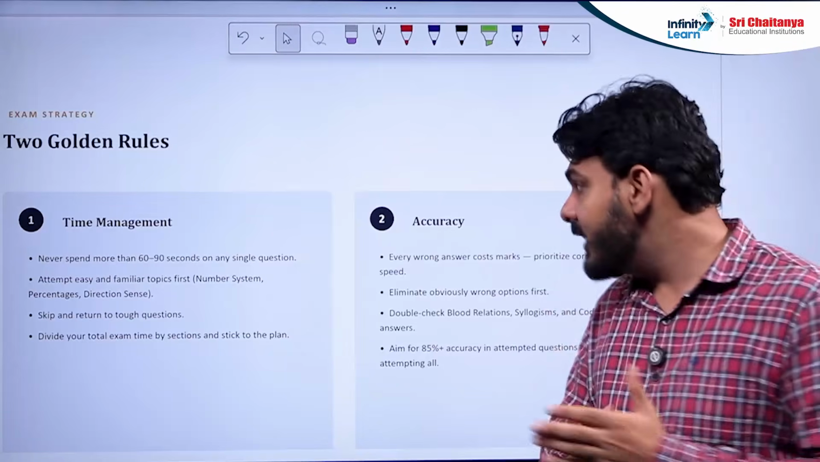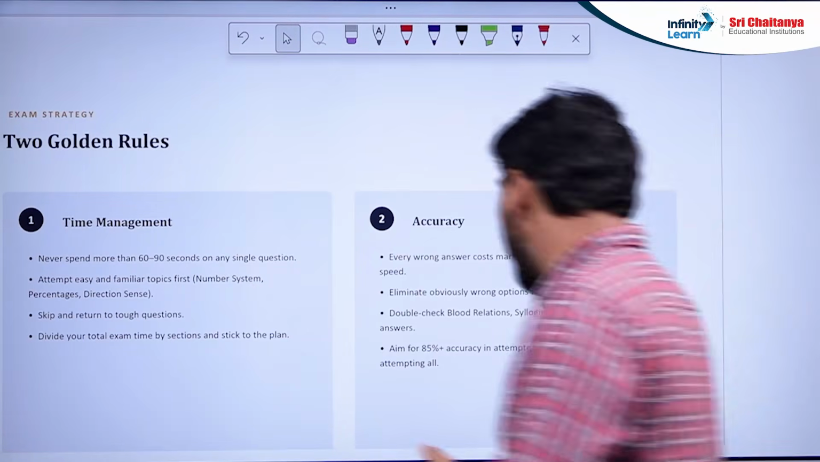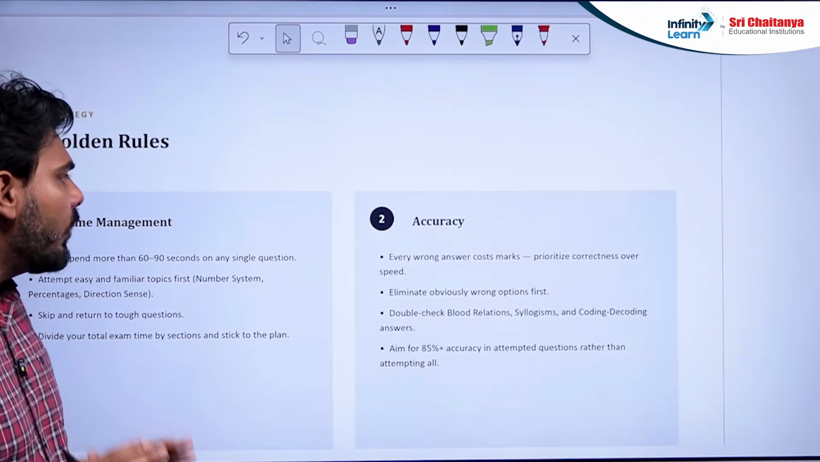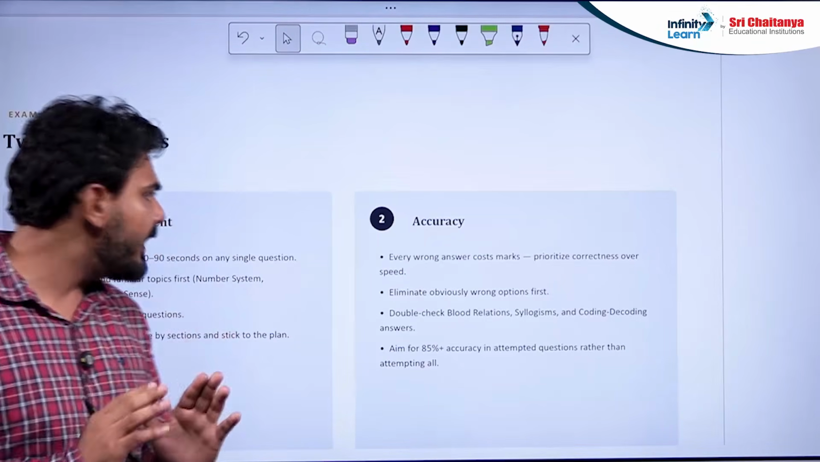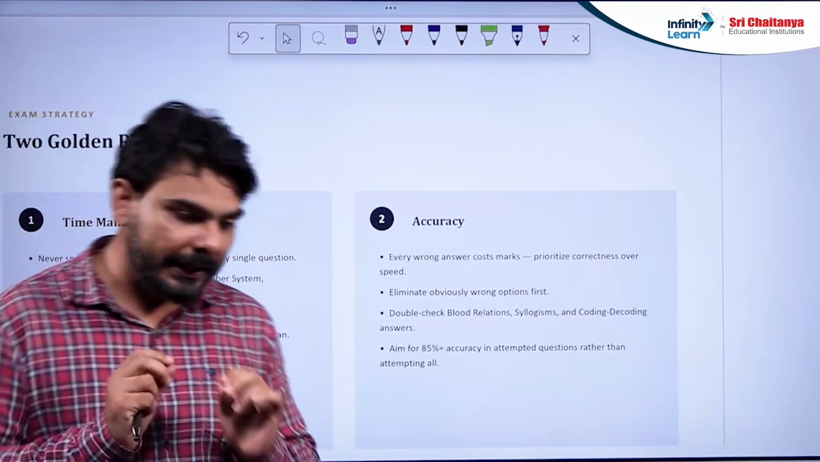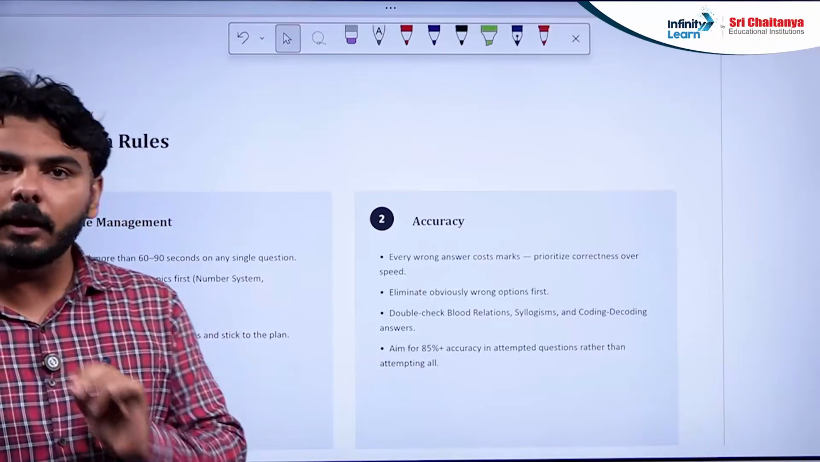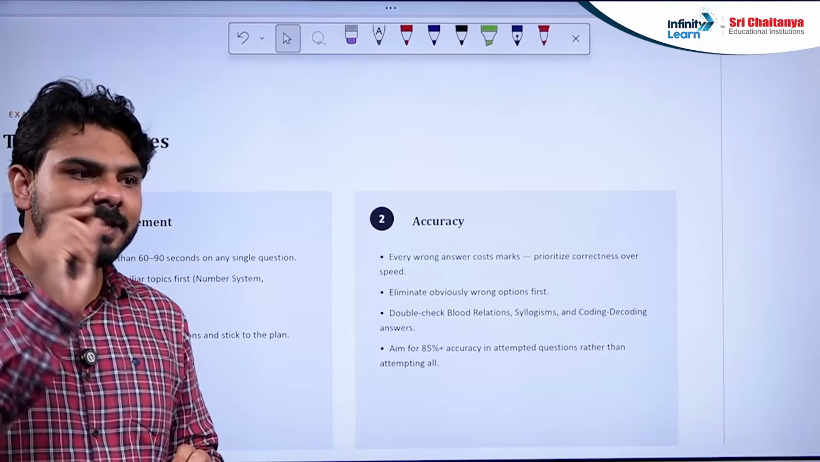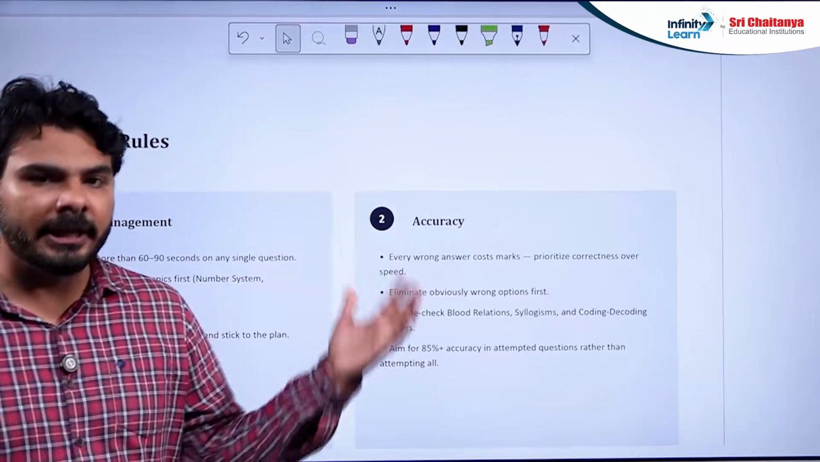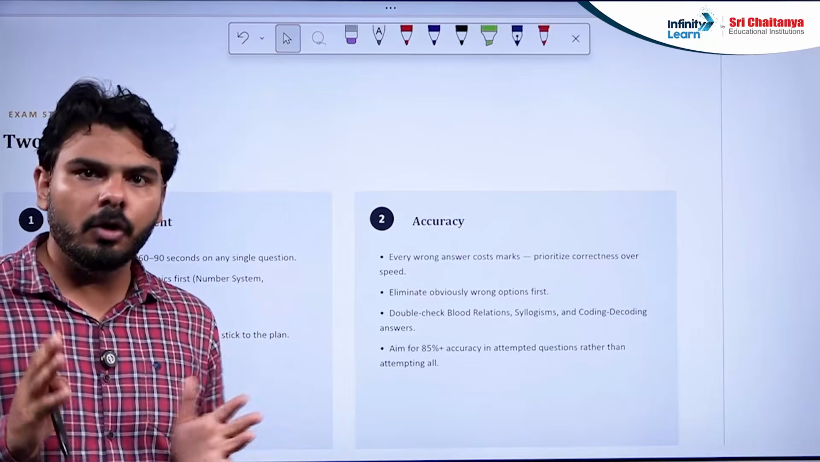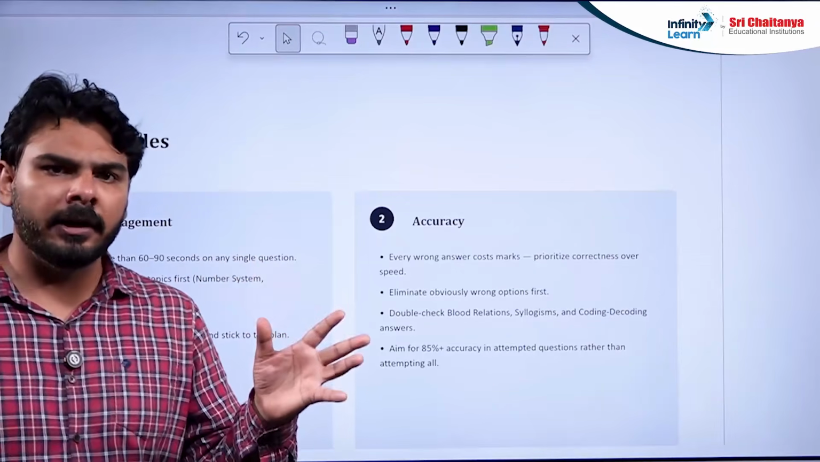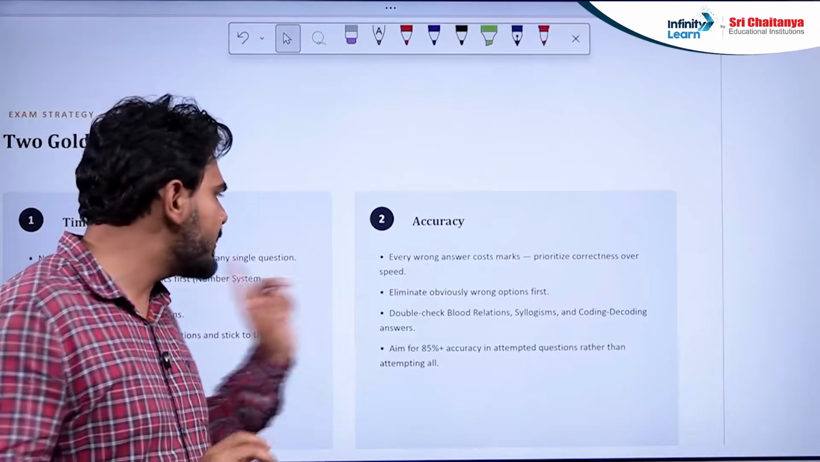So the second point is accuracy. Every wrong answer costs marks. This I think everyone knows. Priority is correctness over speed. Whenever you are attempting any question, just see whether you can do it correctly or not. If you see that this question is out of your range, just skip it, and come to that question at the end. Don't do it at that time.